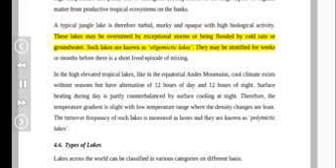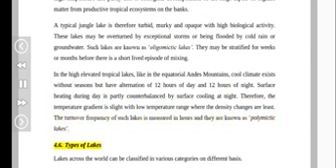These lakes may be overturned by exceptional storms or by being flooded by cold rain or groundwater. Such lakes are known as oligomictic lakes. They may be stratified for weeks or months before there is a short-lived episode of mixing. In the high elevated tropical lakes, like in the equatorial Andes Mountains, a cool climate exists without seasons but with alternation of 12 hours of day and 12 hours of night. Surface heating during day is partly counterbalanced by surface cooling at night. Therefore, the temperature gradient is slight with low temperature range where the density changes are least. The turnover frequency of such lakes is measured in hours and they are known as polymictic lakes.